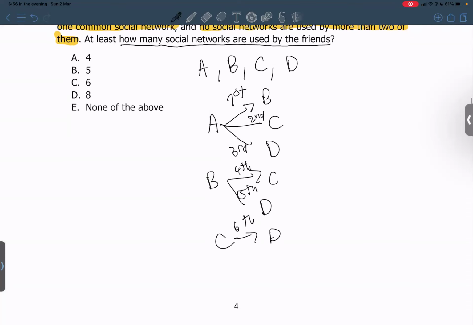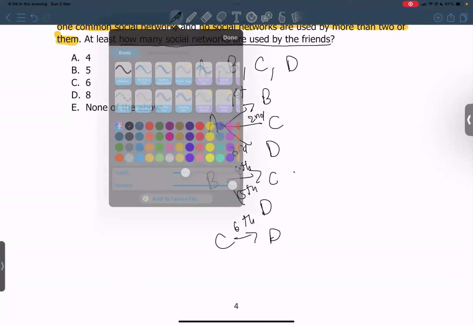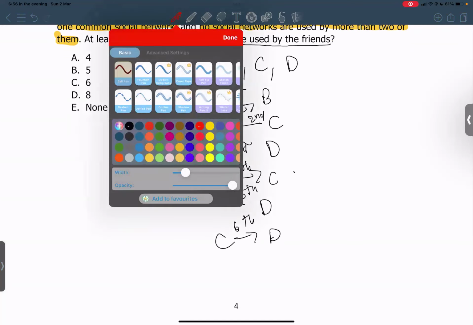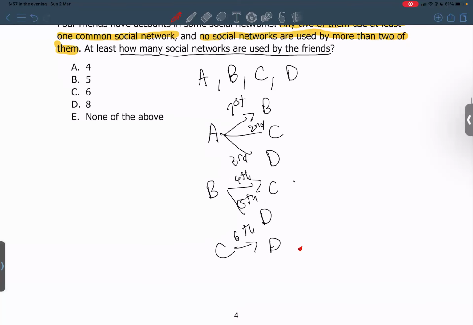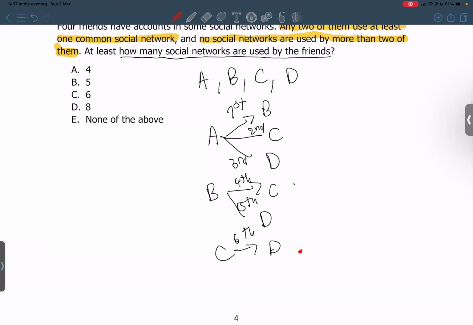The reason that I didn't put A and B in C is that A and B are already linked in the first one, and so for C and D. I did not put A and B in C because they're already linked to each other in the first two already. So from this, you can see that they use a total of 6 social networks, which is C, the answer.